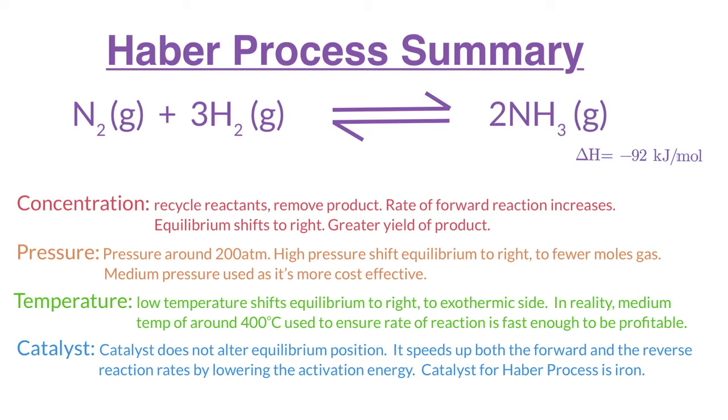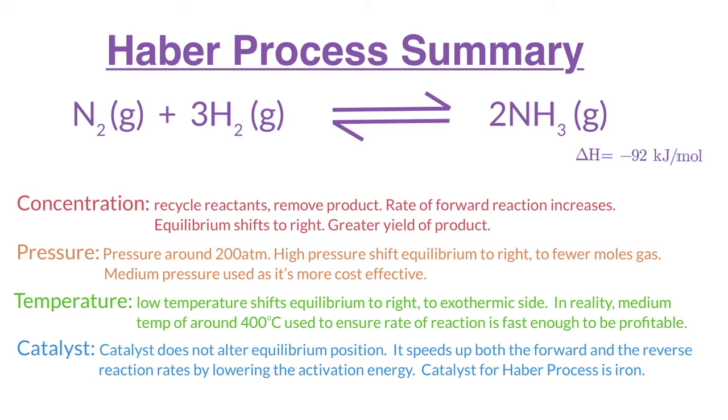So a summary for the Haber process for getting a high yield of ammonia but keeping it profitable. Concentration, we want the equilibrium shifted to the right in all these instances. To do that for concentration, we recycle reactants and we remove the product as soon as it's made. This will increase the rate of the forward reaction, keeping our yield of product high.